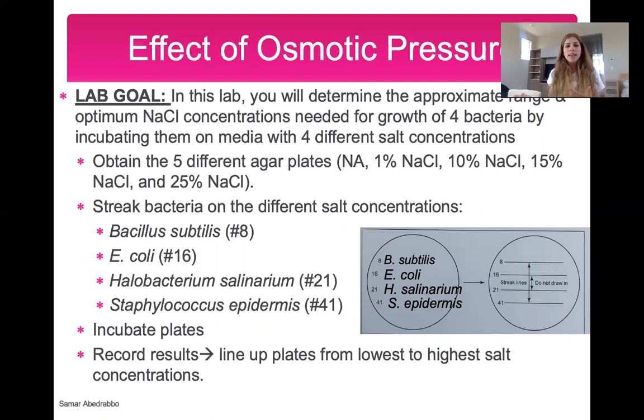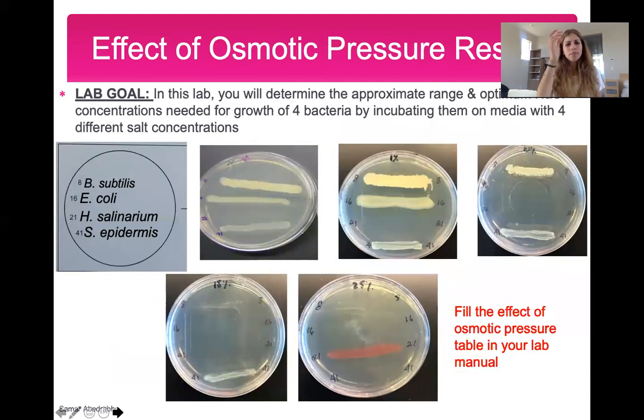So the bacteria that you were going to streak were Bacillus subtilis, which is a typical soil bacteria, E. coli, which is found everywhere, Halobacterium salinarium, which is found in salt lakes, and Staphylococcus epidermis, which is a skin bacterium. So you are going to streak them on the agar plates, incubate the plates, and look at the results. These are the results that you should have seen. So we're going to go through all the plates and go through all the bacteria.